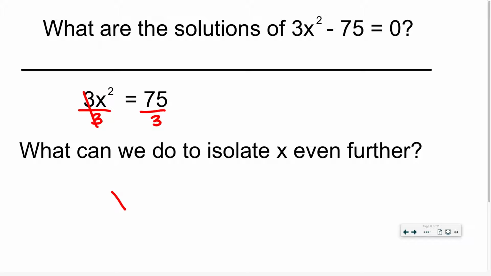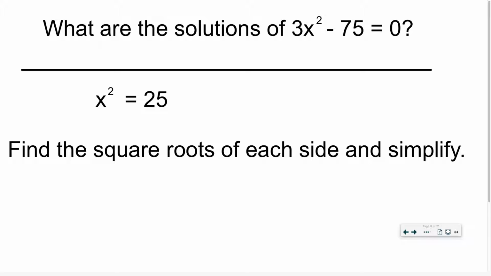So what is x squared equal to? 25. Good. And then what's the last thing I would do to get x alone? Square root. Yeah, the opposite of squaring a number is finding a square root. So if I find the square root of 25, what is x? 5. How many solutions would this quadratic have? 2. It would have 2. So what's the other solution? Negative 5. X could be 5 or negative 5.